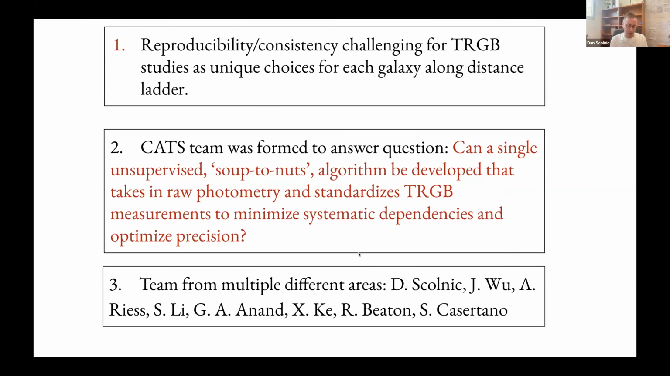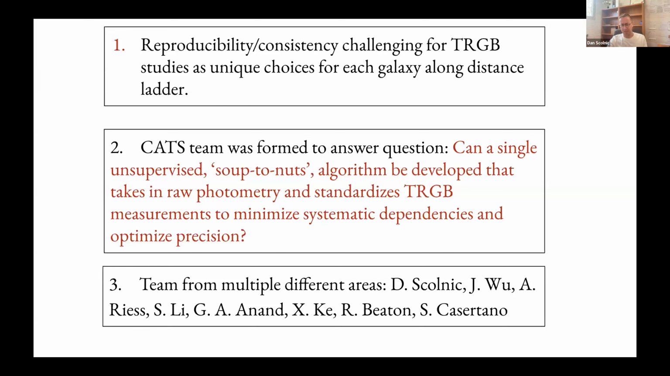The issue, I think, for a lot of the TRGB results is that there are some reproducibility and consistency challenges. The CCHP data isn't public, and for the different galaxies that are measured, there are unique choices of how you do the algorithm for each galaxy, which makes it hard to redo that analysis. So we formed this team that we call CATS. It's comparative analysis of tip of the red giant branch. We just felt like no one could be mad at CATS.